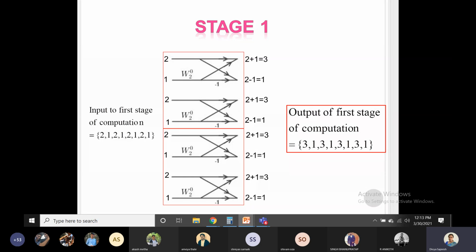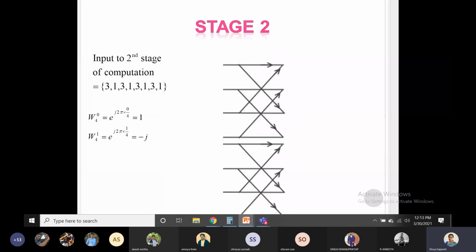Now the output of the first stage will serve as the input for the second stage. Let us go to the second stage, where your input is taken from the first stage. Here we need the twiddle factor with k equal to 0 and k equal to 1. So W4 raised to 0 will be 1 itself, and W4 raised to 1 will be minus j. Now where am I going to insert this twiddle factor?